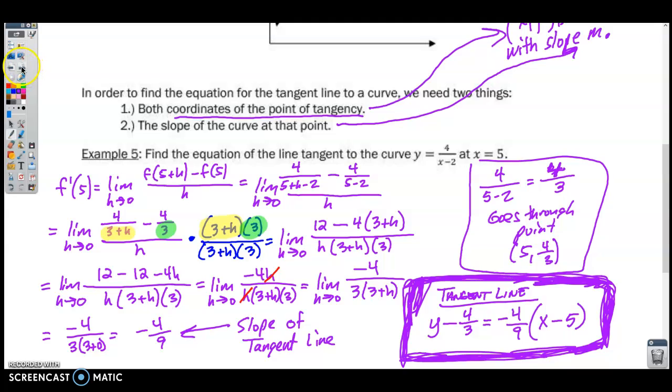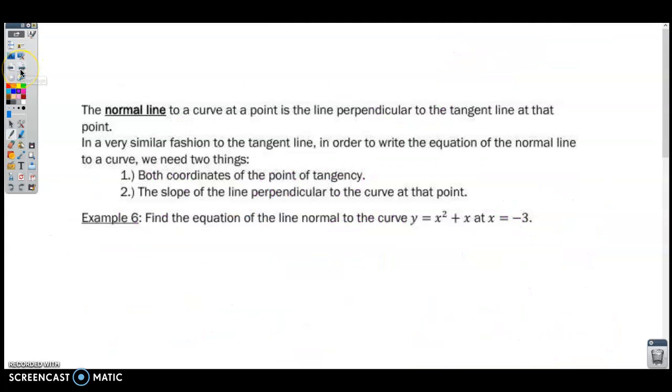All right. On to our last example. The normal line to a curve at a point is the line that's perpendicular to the tangent line at that point. So if we have a curve, and we draw the tangent line to the curve at a point, the normal line is perpendicular to that one. And so if you think about it, you learned the relationship between perpendicular lines a while back, that the slopes of two perpendicular lines are opposite reciprocals.